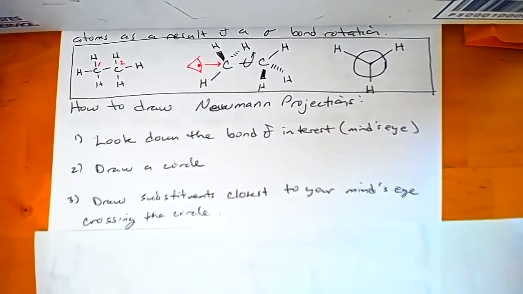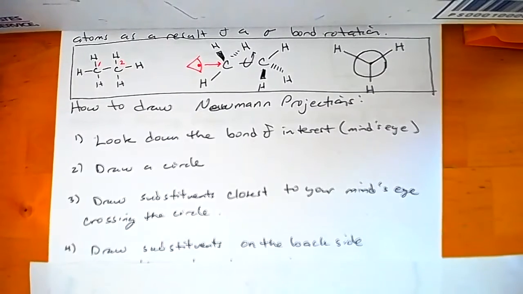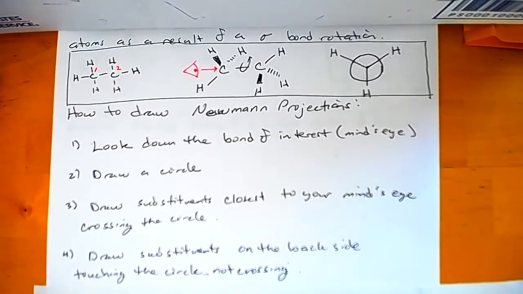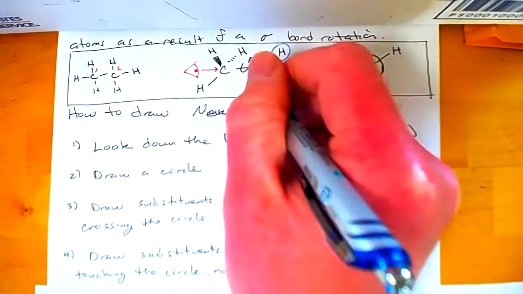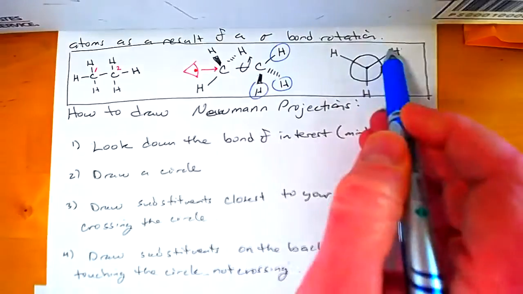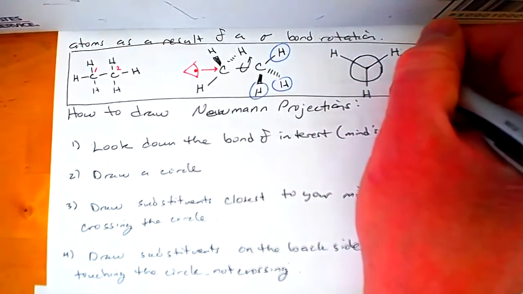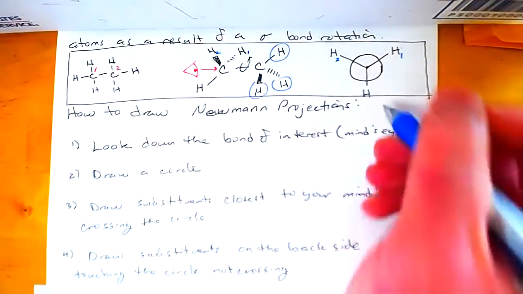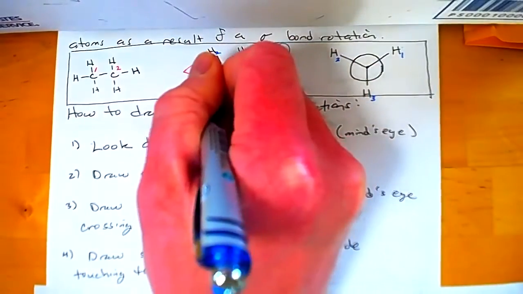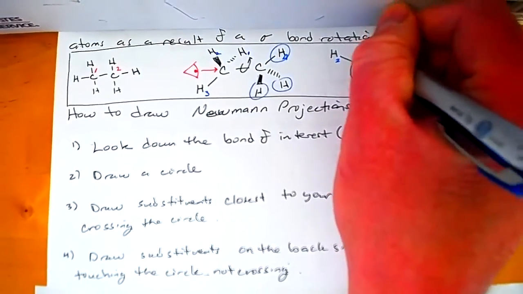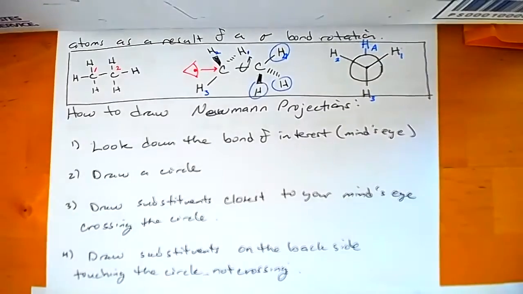So you can see that this represents pretty closely what the bond angle of interest is. As far as the other substituents, you want to draw them on the backside, touching the circle but not crossing into it. So the hydrogen atoms that are here, here, and here. This is hydrogen number 1, hydrogen number 2, and hydrogen number 3. I'm going to call this hydrogen A, this hydrogen right here. So that's hydrogen A, in between 1 and 2.